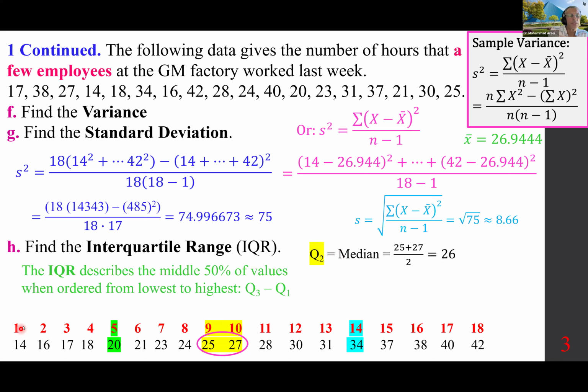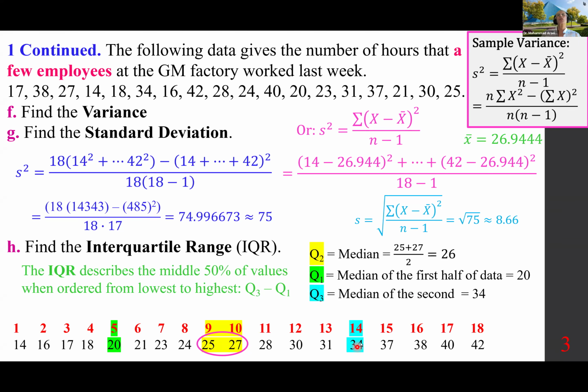And one easy way is to cut this into 2 pieces. So the bottom piece is this, the first 9 on the left, and the middle of that, the 5th one, is number 20. And Q sub 3, the top half, the middle of that is number 14. The 14th value is 34 for the rank data. So this is one easy way.